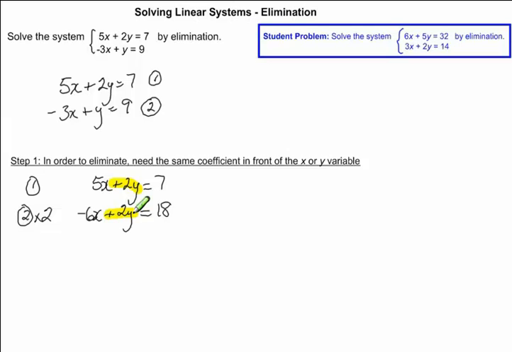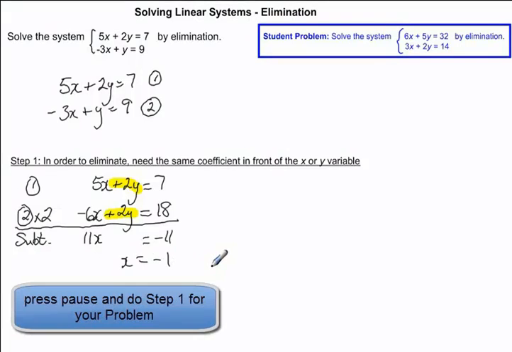So I'm going to eliminate y. Since I have the same signs on the two y's, I need to subtract. So I'm going to subtract the two equations. 5x subtract negative 6x is 11x. As we're eliminating the y's, 2y minus 2y is 0. Then we get 7 minus 18 is negative 11. I now solve for x, and x is equal to negative 1. And so I'd like you to try step 1 for your problem.